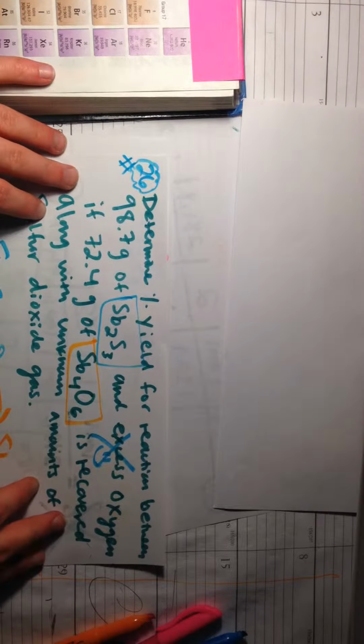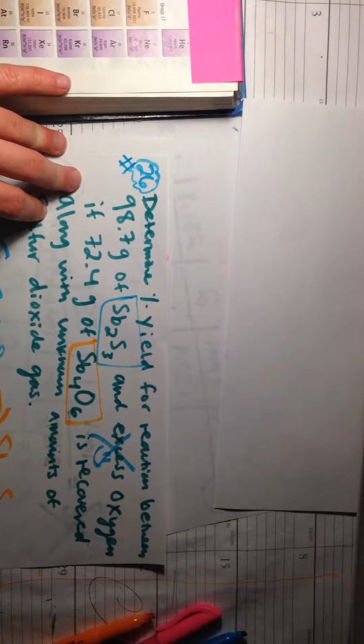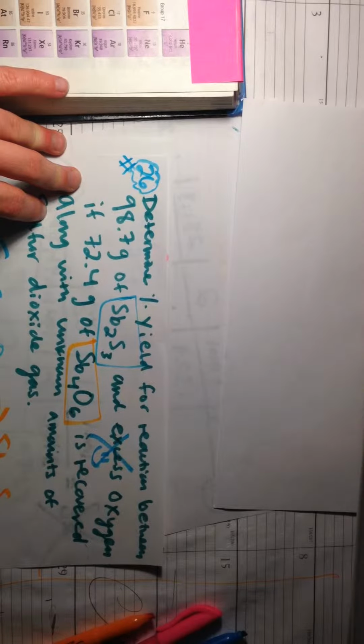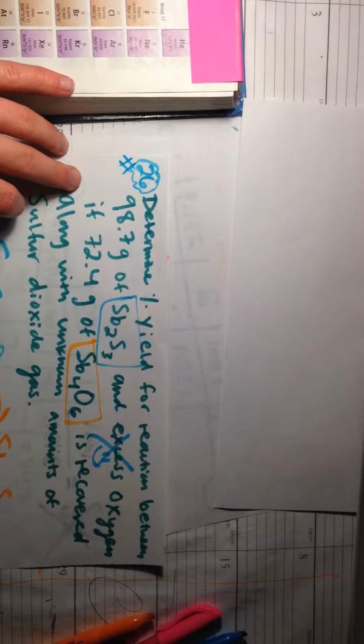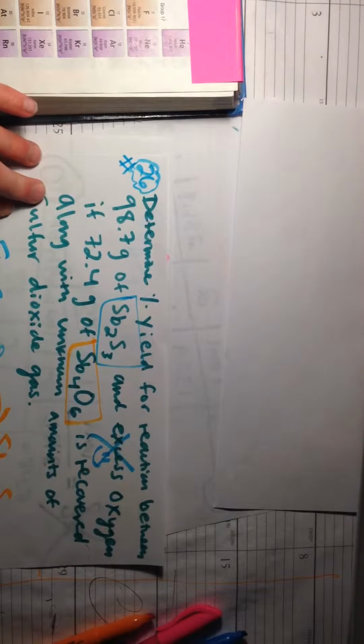Determine the percent yield for a reaction between 98.7 grams of Sb2S3 and excess oxygen if 72.4 grams of Sb4O6 is recovered along with unknown amounts of sulfur dioxide gas.